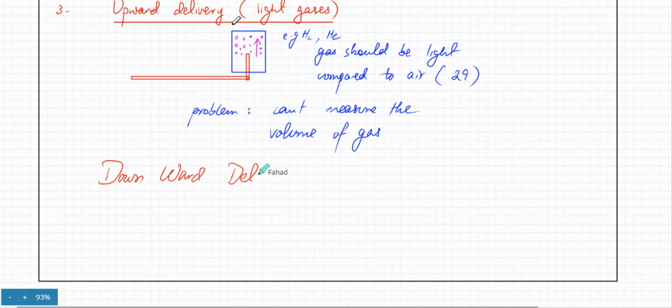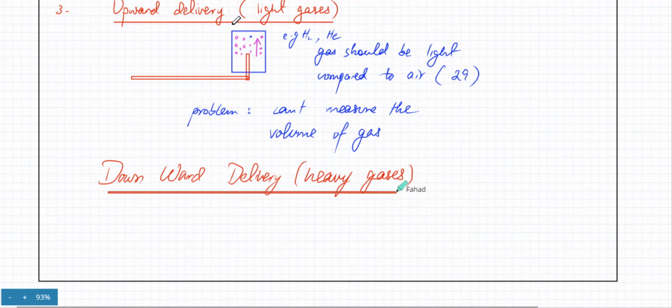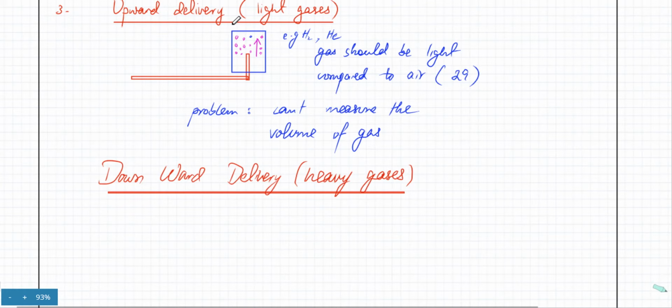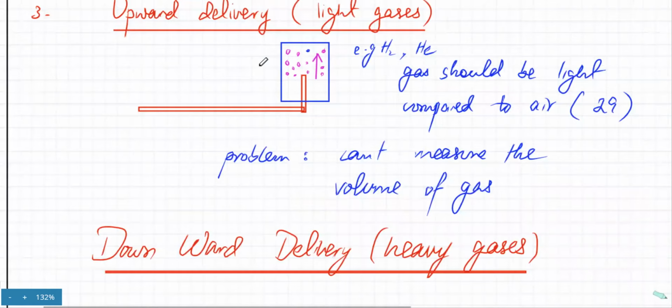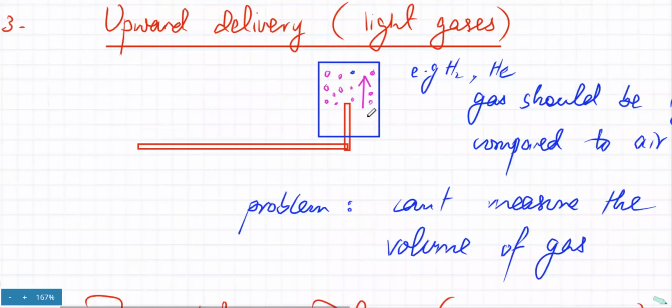And this is for heavy gases. Sir, the container that is used, for example, in the upward delivery, is it enclosed on all sides? No, the bottom is open. Okay. Because the gas would not come out.